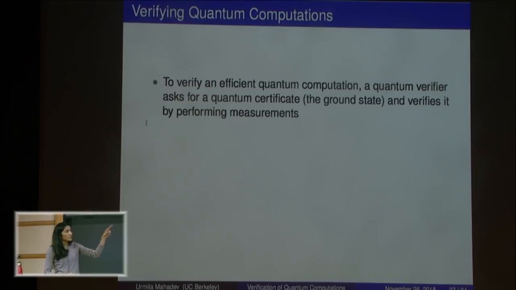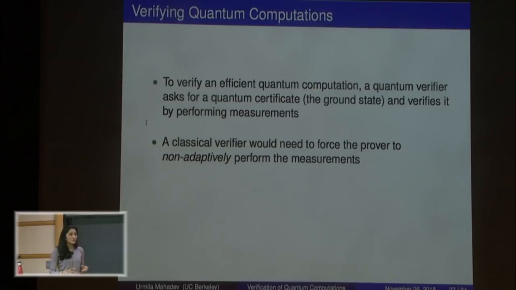And in my setting, what I want to do is get rid of this quantum verifier, so now I'll replace it with a classical verifier. But the classical verifier wants to force the prover to perform the measurements that the quantum verifier would have. Of course, the problem here is that if the classical verifier is telling the prover to do these measurements, the prover can change his state based on the measurements he's supposed to do. So he's not fixed to a specific quantum certificate. He can adaptively change the certificate based on the measurements.